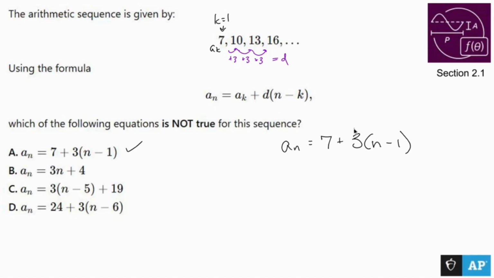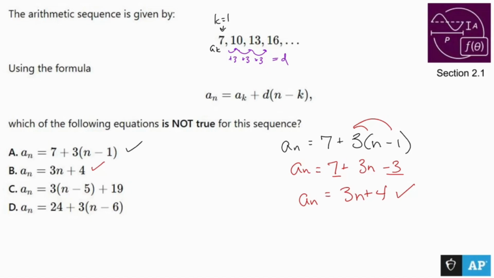So if I were to distribute, that gives me 3n minus 3, 7 plus that, a sub n equals that. Combine the 7 and the minus 3, that gives me a sub n, and we'll make it slope-intercept form, equals 3n plus 4, with 3n in front. Now it happens to match B. So far we're in okay shape.